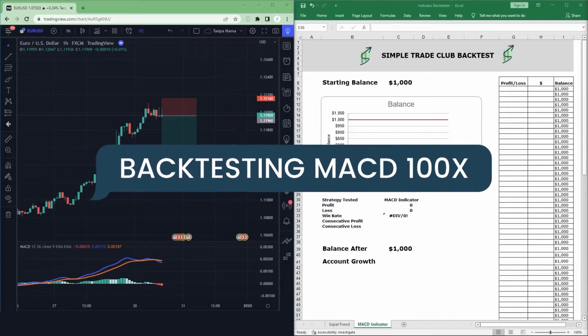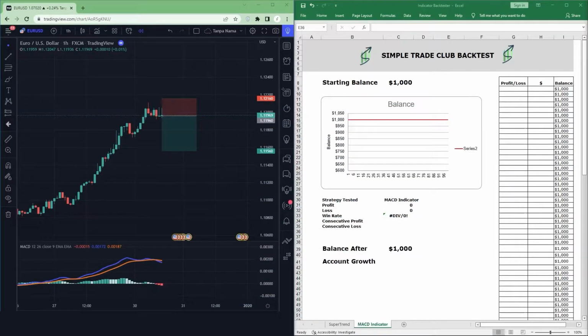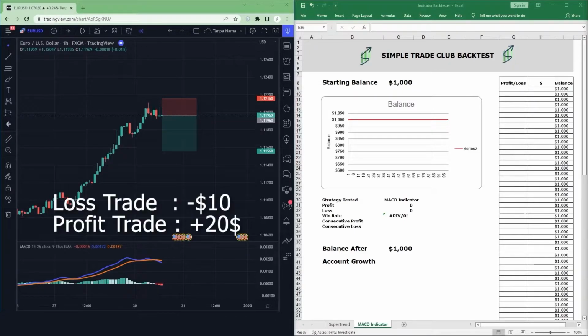Backtesting MACD indicator. Now let's test the indicator for 100 trades. The starting balance of this test is $1,000. We will use a 1:2 risk-reward ratio with 1% of risk for a single trade. If we lose, we will lose $10. And if it profits, we will get $20.